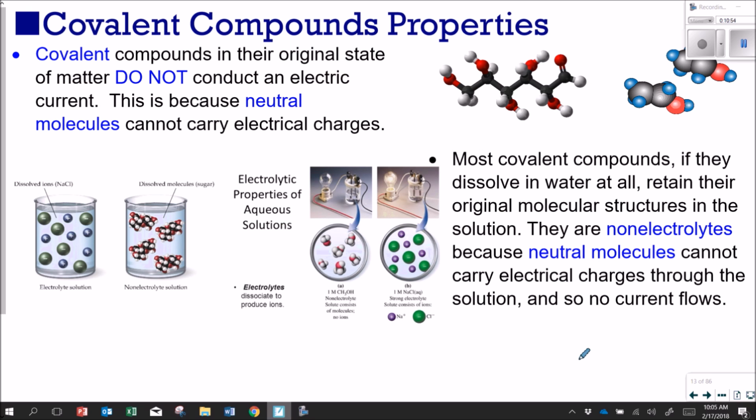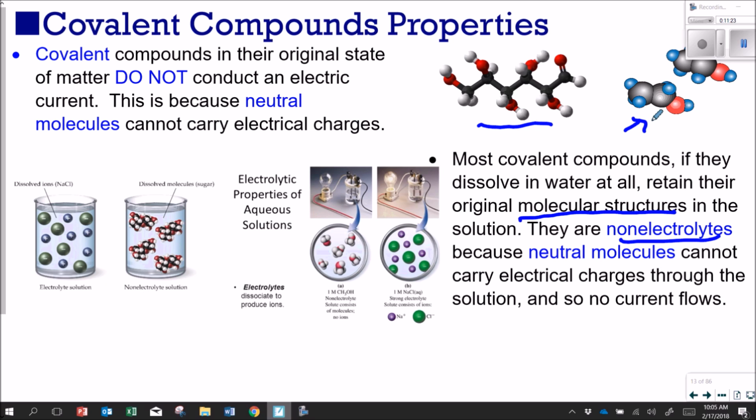Covalent compounds in their original state of matter do not conduct an electric current. This is because a neutral molecule cannot carry an electrical charge. Also, most covalent compounds, when they dissolve in water, will retain those molecular structures, so they will be non-electrolytes, which means they cannot conduct electricity because, again, neutral molecules cannot carry an electrical charge through the solution.